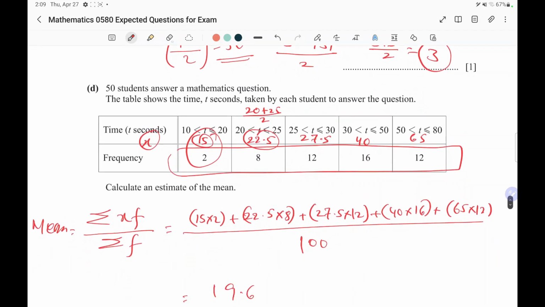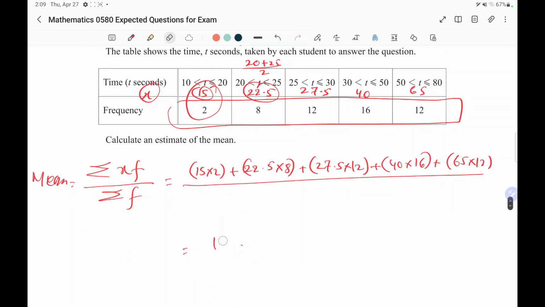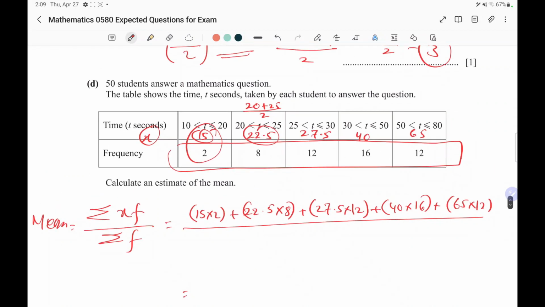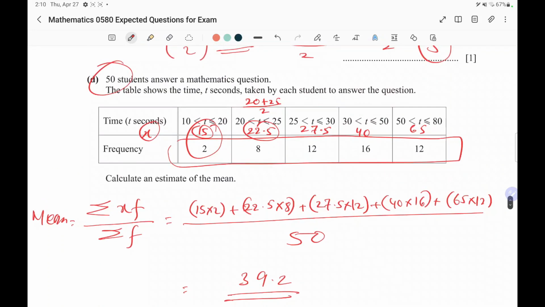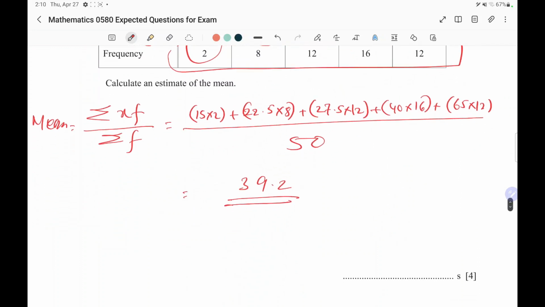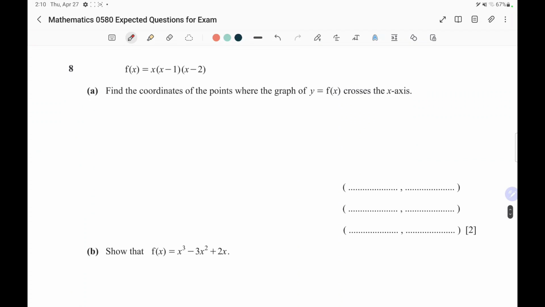Why am I dividing by 100? It's my bad. It's 50, right? It should be 50. So it's 39.2. Yes. See, I was making such a blunder. This is 50 and I was writing 100. So it's 50 in the denominator. So this is 39.2.